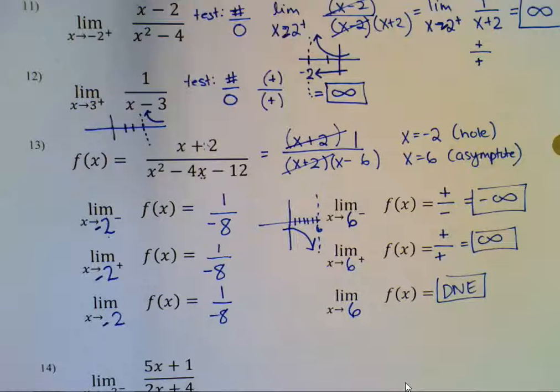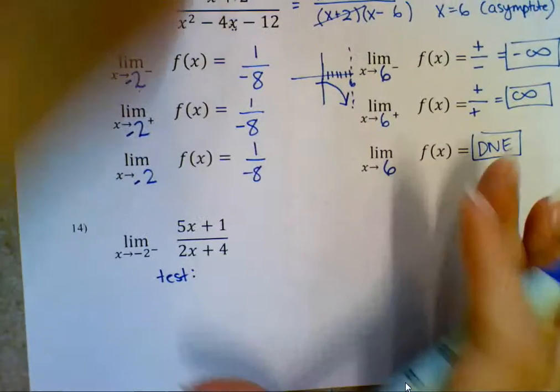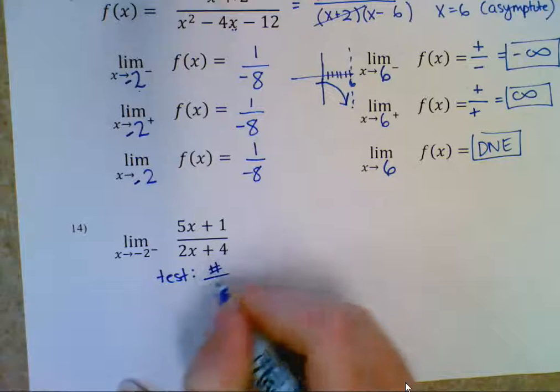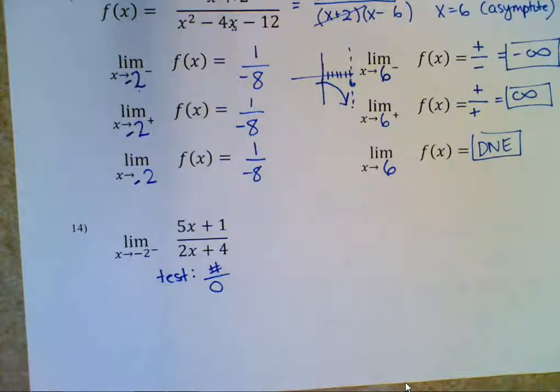All right, why don't you guys try 14 on your own right now? So see if you can figure it out. First thing you do is you always test. So you say, okay, if I actually plug -2 in, what's going to happen? So if I actually plug in -2, it looks like I get some number over 0. So I know that's going to be positive or negative infinity. Hopefully you guys all have gotten to the point where you see that it's going to be positive or negative infinity, right? There's an asymptote there.